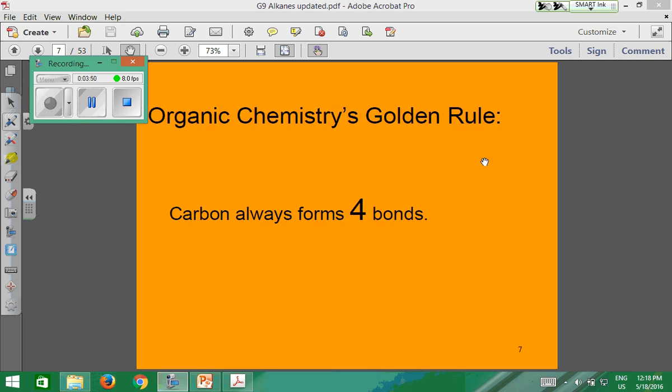The children have to remember that in all organic compounds, carbon will be the main element. So always around carbon you should have 4 arms, 4 bonds. You can add anything: chlorine, hydrogen, bromine, anything. But around carbon there should be 4 bonds, and this is called the golden rule of chemistry.